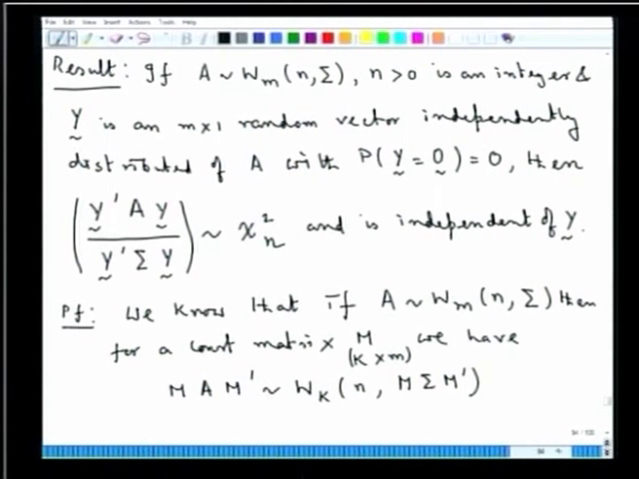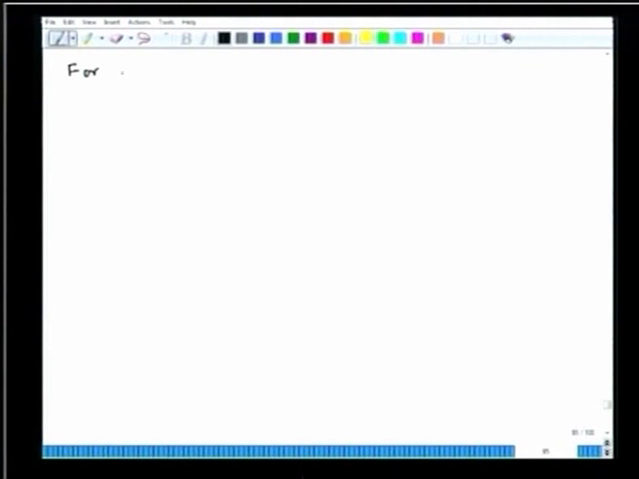Now, in order to prove the given result, we will assume first that y is fixed, equal to this small y. For a fixed value y equal to y, what is going to be the distribution of y transpose A y? Since we are taking y as fixed, it is as if y is given to be small y. So at that particular fixed point we will have this distribution.